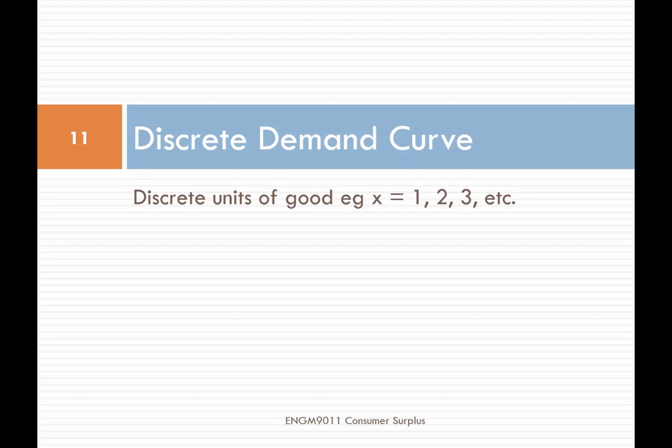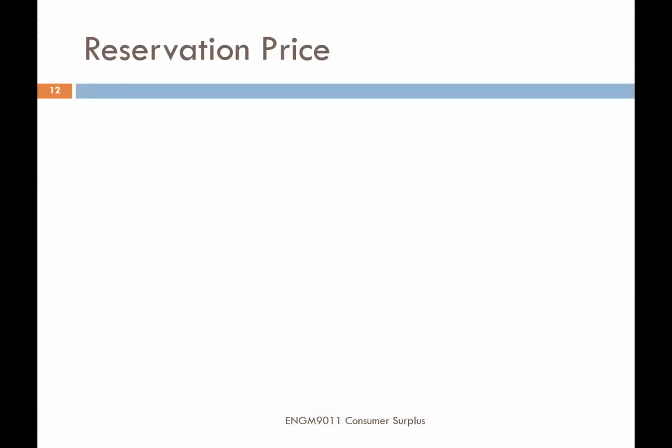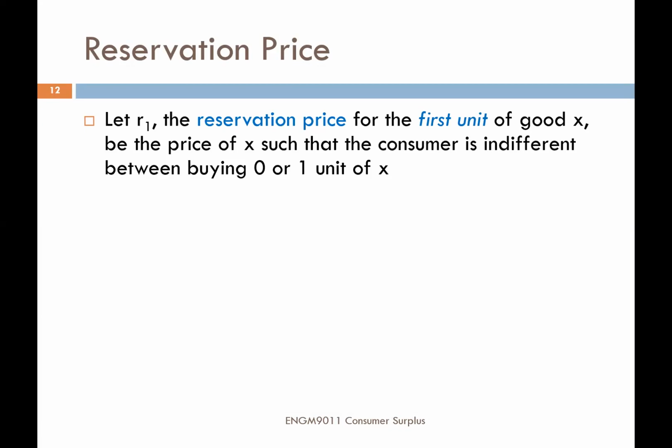So no fractional amounts. All right. First, we want to define what a reservation price is. We define the reservation price for the first unit of the good, X, as the price such that you're just indifferent between consuming 1 unit of the good or none at all, right?